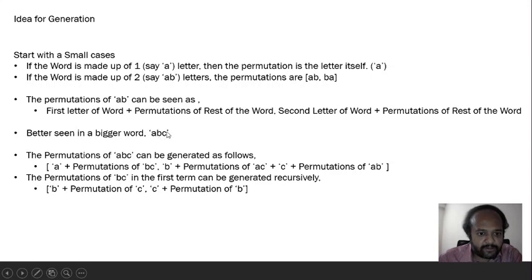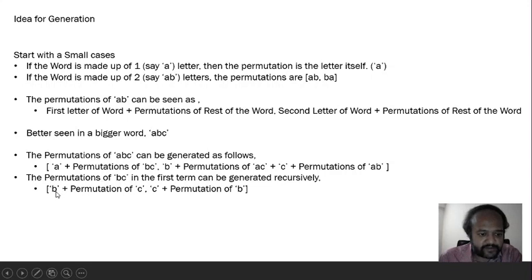Generating permutations of ABC is reduced to the problem of generating permutations for a smaller problem of size one less than the main problem. Now, how can we deduce the permutations of this? So, permutations of B and C in the first term. Whatever we define here will apply for the second and the third. But the permutations of B and C can be generated recursively. How? Take the first letter of the word, right?